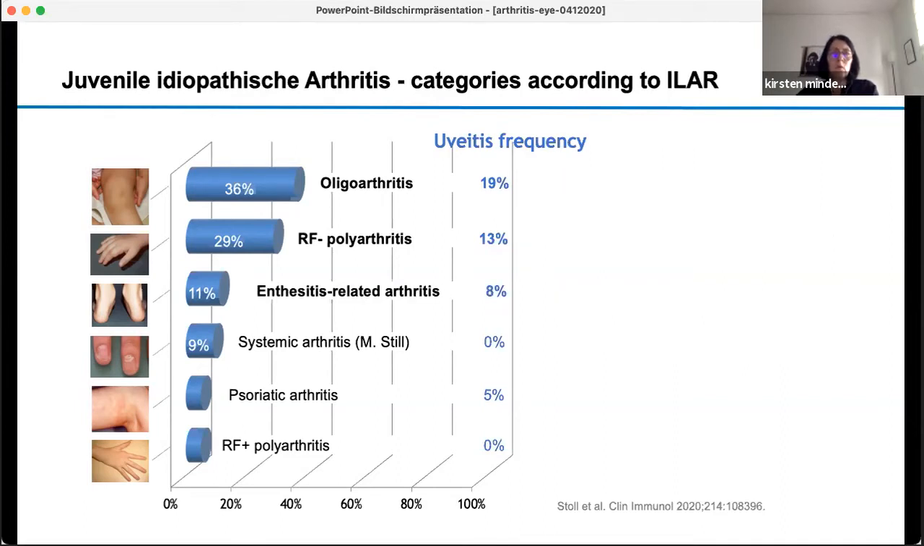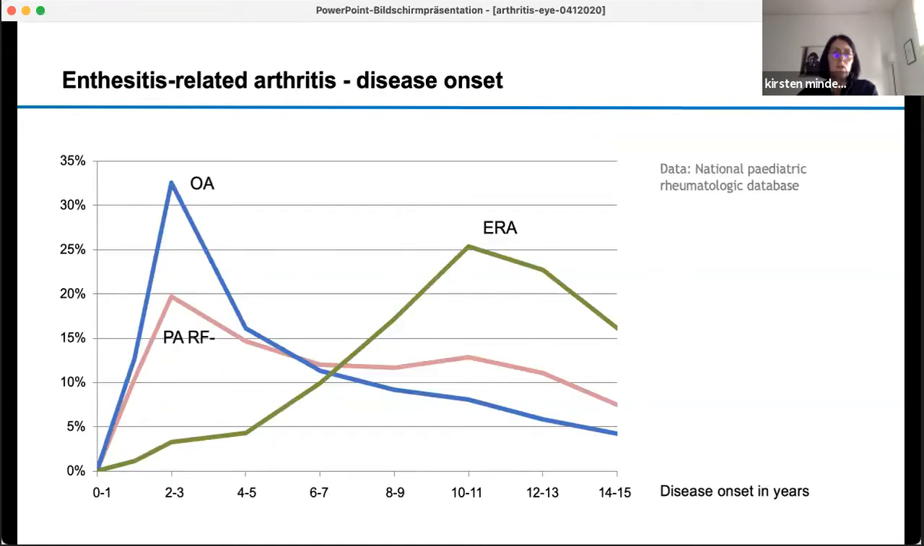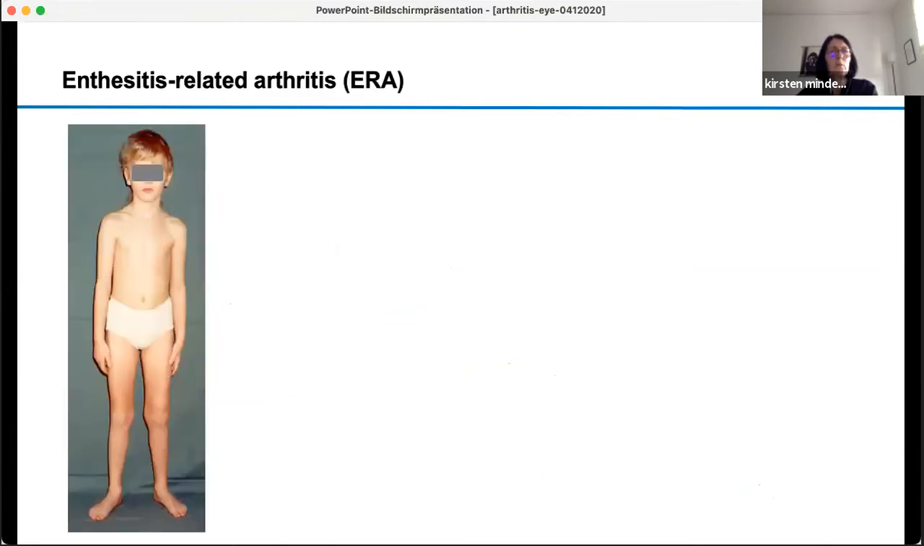The third most common JIA category, enthesitis-related arthritis, usually starts at adolescent age. And it is the only JIA type that prefers boys. An asymmetrical oligoarthritis is often present, as in this boy who has an arthritis of the left knee.